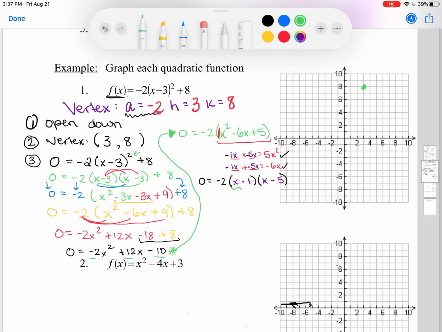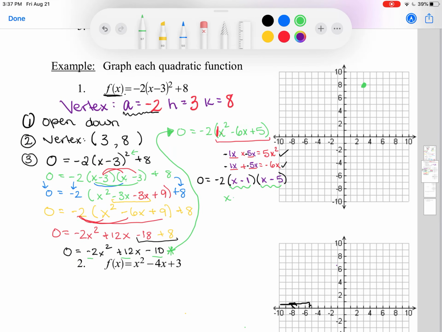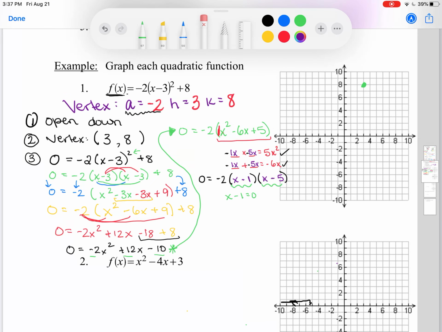From there, we need to take these two sets of parentheses and individually set them equal. Oops, pardon me. Let's go back here. Individually, set that set of parentheses equal to 0. And I did it again. Here we go.